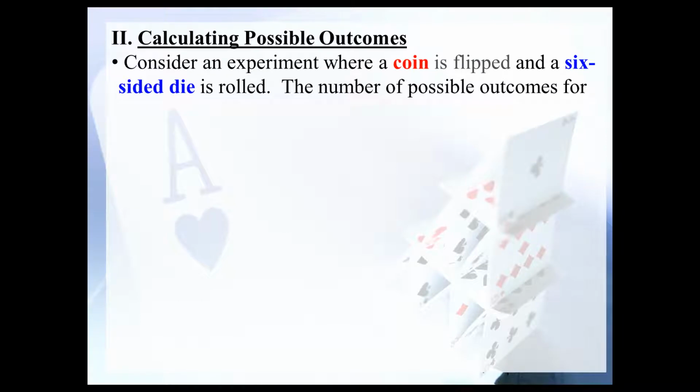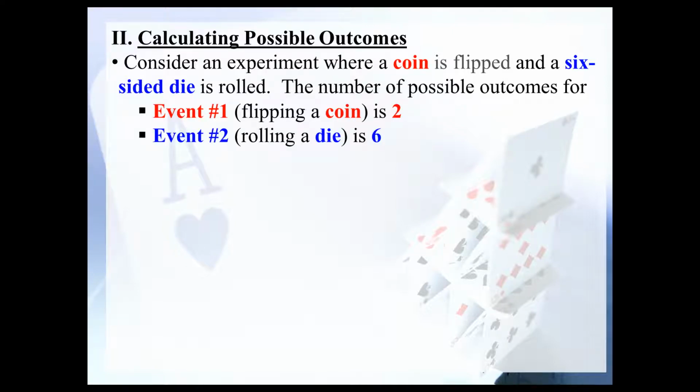So let's start off by considering an experiment which would be familiar to us. We're going to take a coin, flip it, and then roll a six-sided die. Now, the total number of possible outcomes for this experiment would be, well, if you flipped a coin, there's two possible outcomes. You either get heads or you get tails. So the two possible outcomes for event number 1, which is the coin, would be 2.